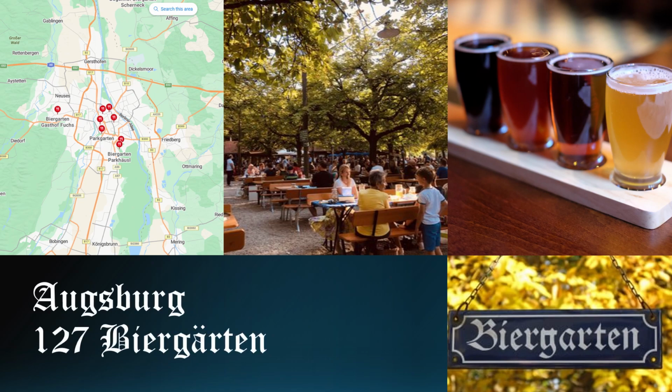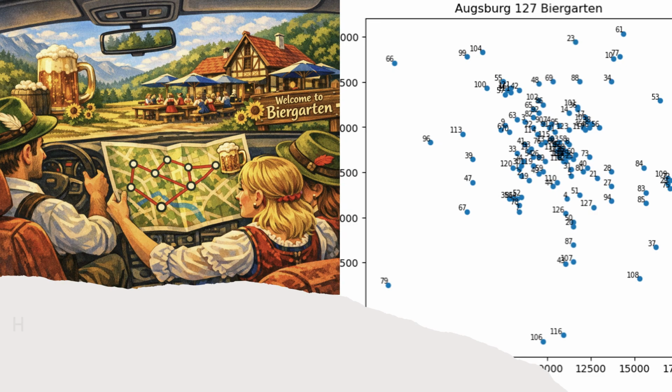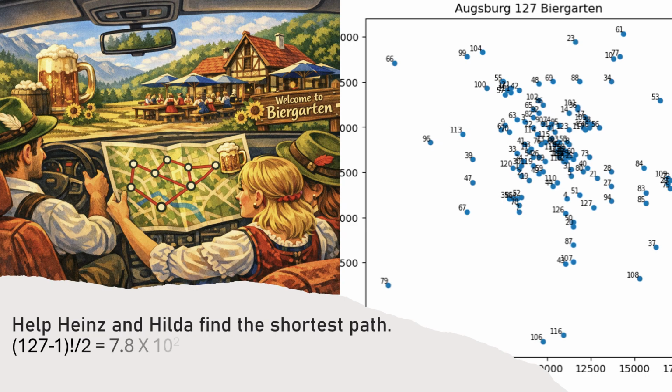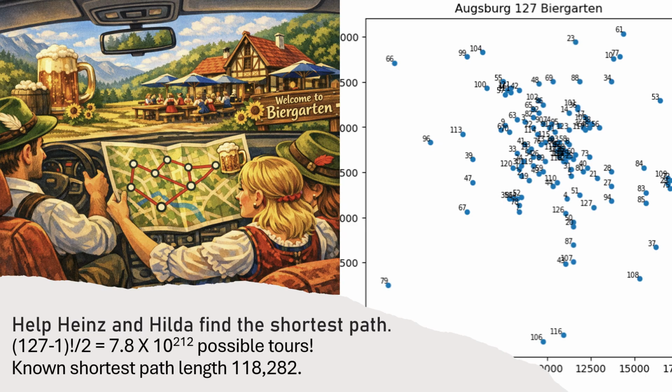So let's apply this to a real-world, very well-known traveling salesman problem, and that's going to be the 127 beer gardens in Augsburg, Germany. A lot of fun. I like to brew beer myself, and so I'm into beer, and I thought, okay, this is going to be a great one for us to explore. All right, so we have chosen our 127 beer gardens in Augsburg. We have Heinz and Hilda here that need to find the shortest path.